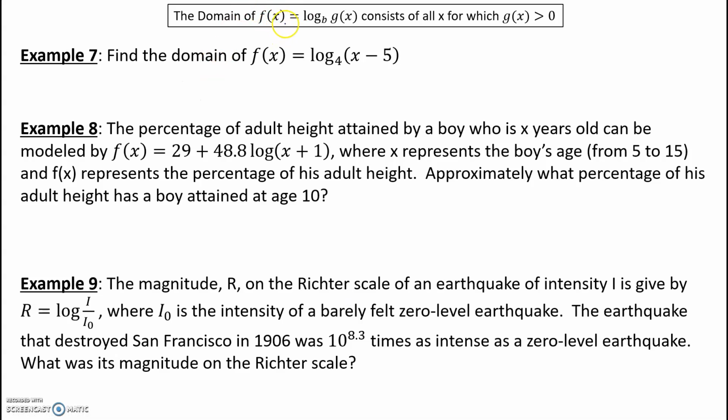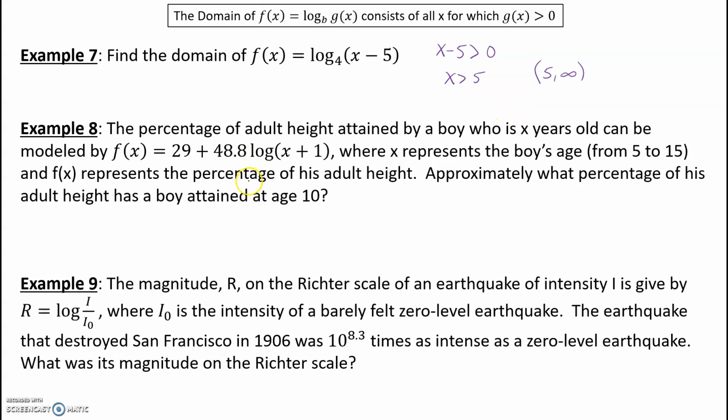Domain. So the domain of log base b of g of x, so log base b of something, consists of all x for which g of x is greater than 0. So if you're trying to find the domain, we need x minus 5 to be greater than 0. So we need x to be greater than 5. So if we're writing that in interval notation, we want 5 to infinity, and we cannot include 5. So they both get parentheses.